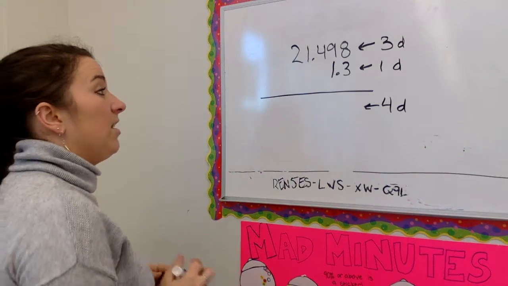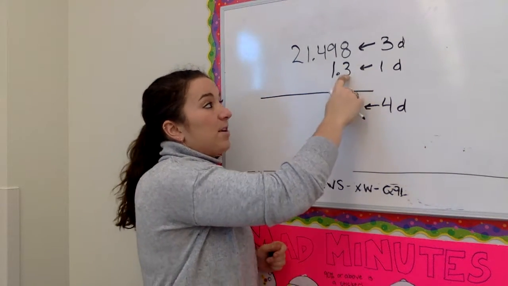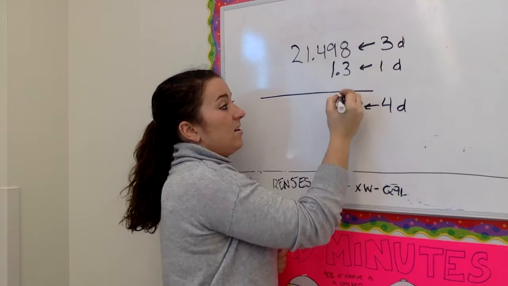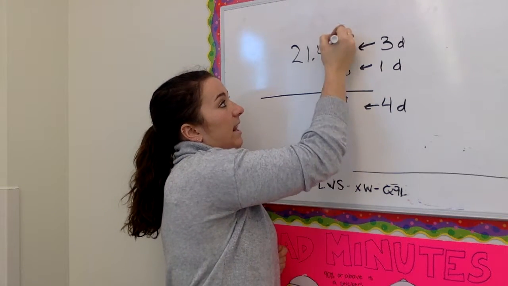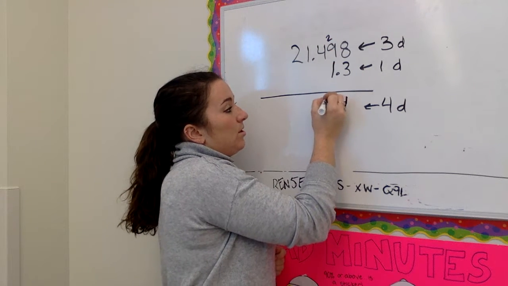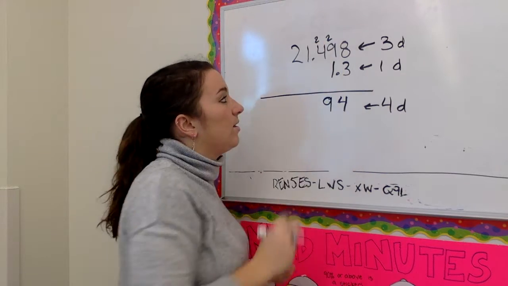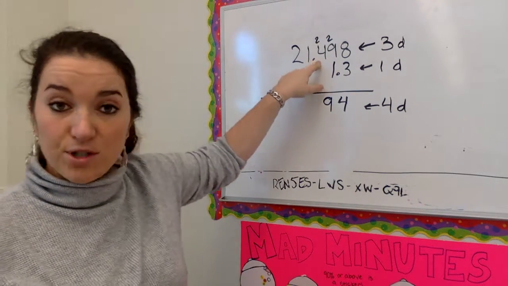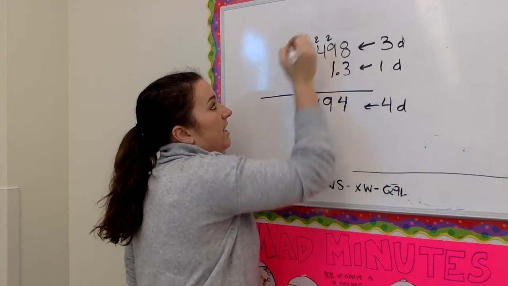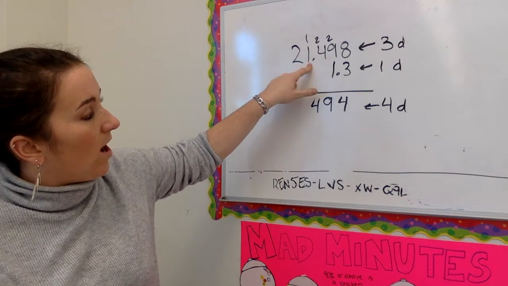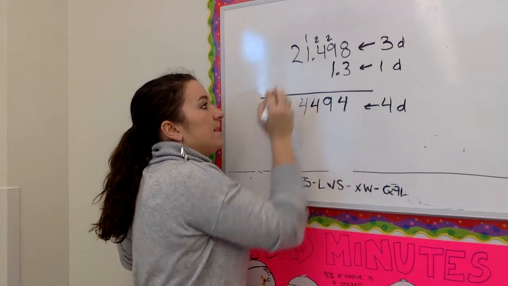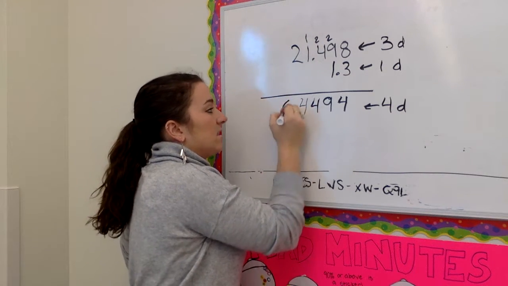So first I'll start with my 3. I'm going to multiply 3 times the last number in our first number. 3 times 8, which is 24, carry the 2. 3 times 9, 27 plus 2, 29, carry the 2. 3 times 4, which is 12, plus 2, which is 14, carry the 1. 3 times 1 is 3, plus 1, which is 4. Then 3 times 2, which is 6.